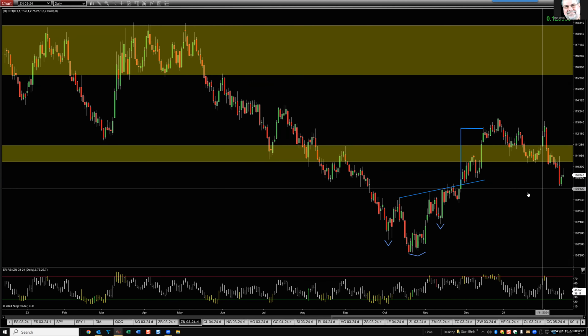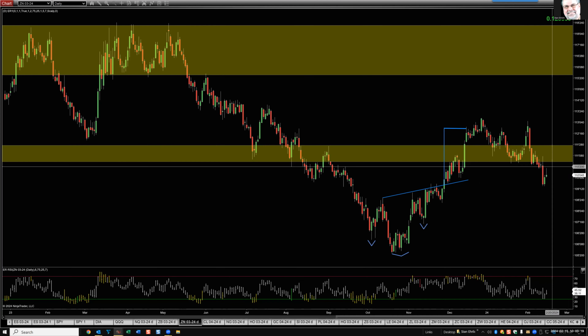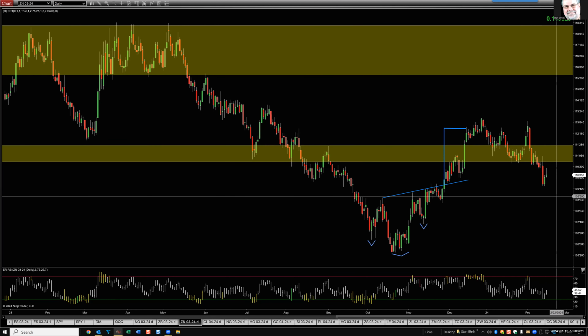But now the problem is the resistance area, and then maybe new lows by a little bit, just like in bonds, and then back up again. I am not bearish on interest rate futures.